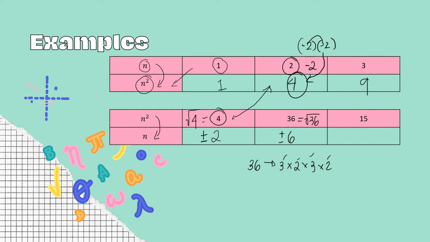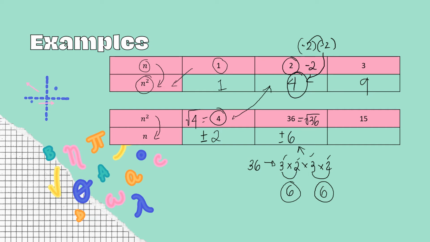But then, we only need two numbers. So this one, there are 4 numbers. Since they're the same, we can multiply the first two and the last two. So 3 times 2 is 6. 3 times 2 is 6. So you have 6 and 6.